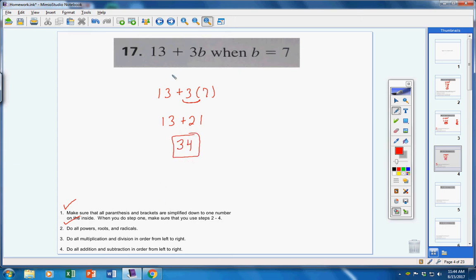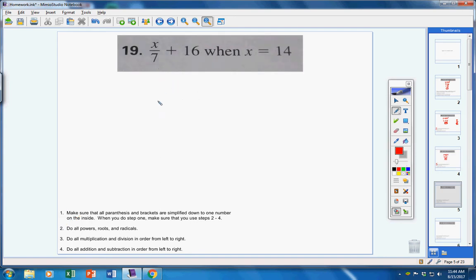Pretty simple. Number 19. Okay, I have x over 7, so parentheses over 7, x equals 14 plus 16. Are all of my parentheses and brackets simplified down to one number? Yes, they are. Here's a parentheses. I have one number on the inside. Next step, do all powers, roots, and radicals. There are none. Step 3, do all multiplication and division. Well, I see some division. It's right here. 14 over 7 is 14 divided by 7, which is 2, plus 16, which is 18. And that is the correct answer, 18.